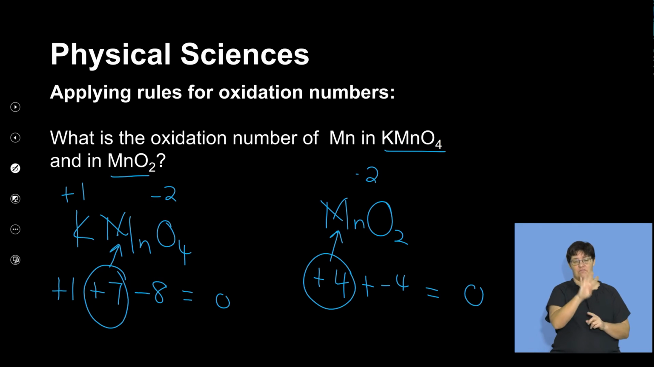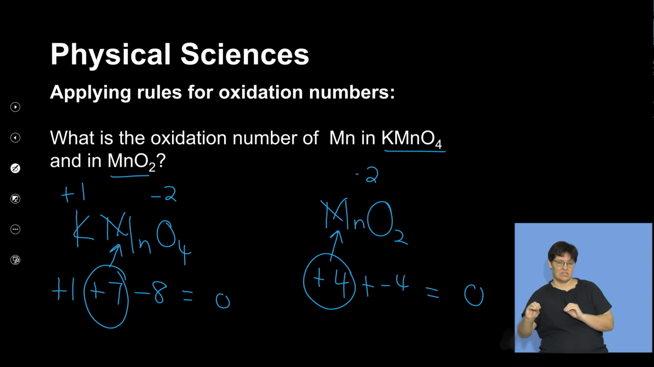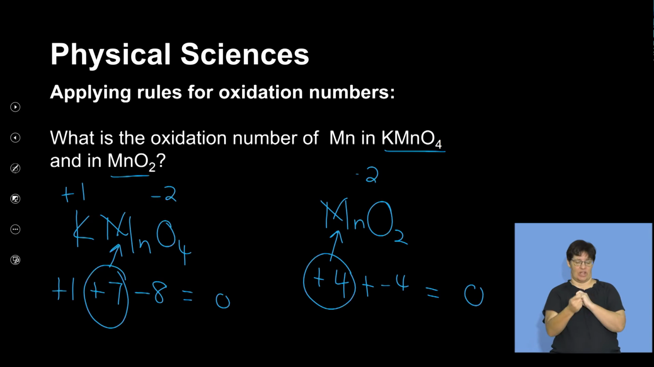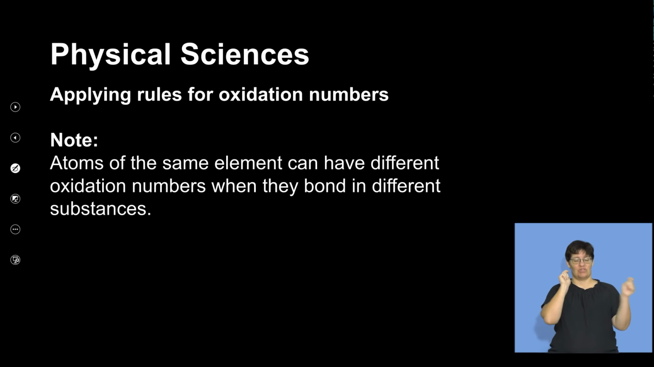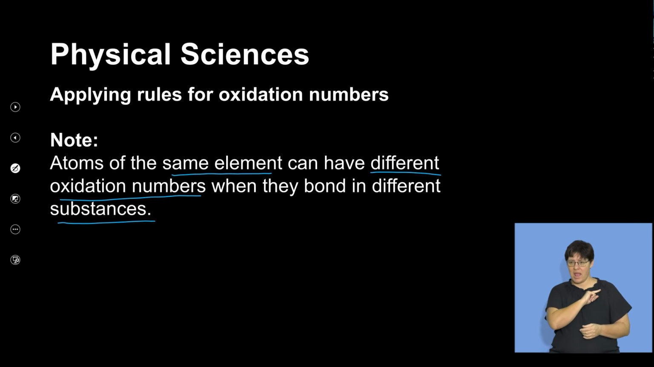You do realize that in potassium permanganate, it is plus 7. In the other one, manganese(IV) oxide, it's plus 4. This is a transition metal. Its oxidation number can change, all right? That's what is so special about transition metals. So in closing, we are saying that atoms of the same element can have different oxidation numbers when they bond differently with substances.